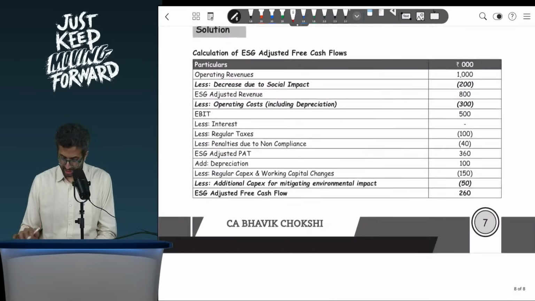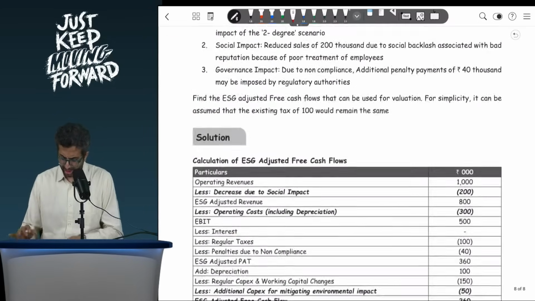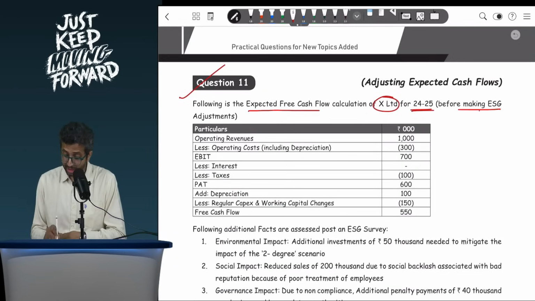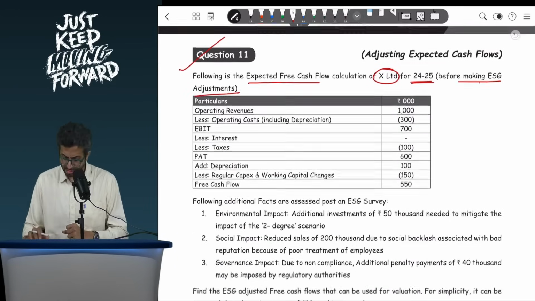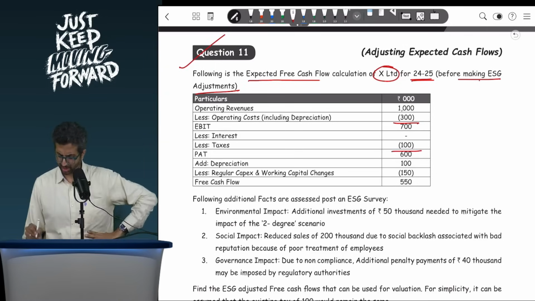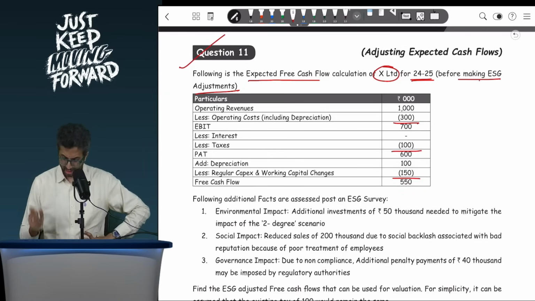Question number 11, if we see question 11. So following is the expected free cash flow calculation for X for the year 24-25 before making any ESG adjustments. This is for cash flows. Operating revenues less operating costs including depreciation. So this is EBIT, no interest, so it's a debt free company. 600 is the PAT after taxes, add depreciation less regular capex and working capital changes, and this is a free cash flow. Perfect. Following additional facts are assessed post an ESG survey.